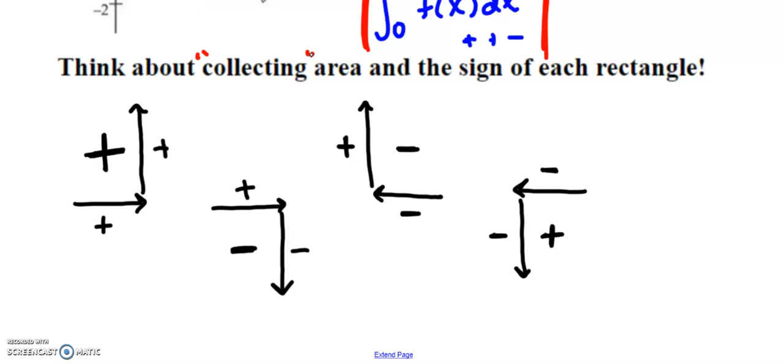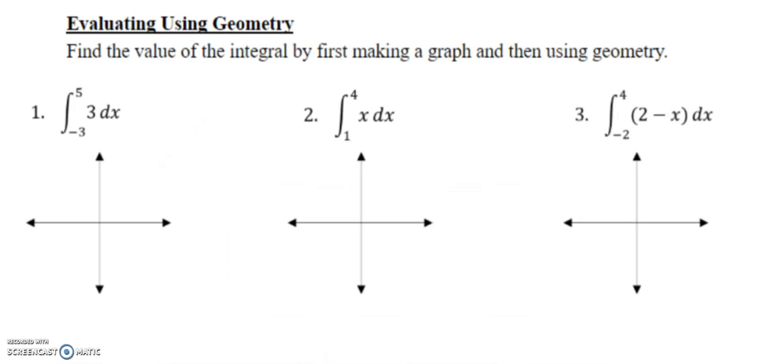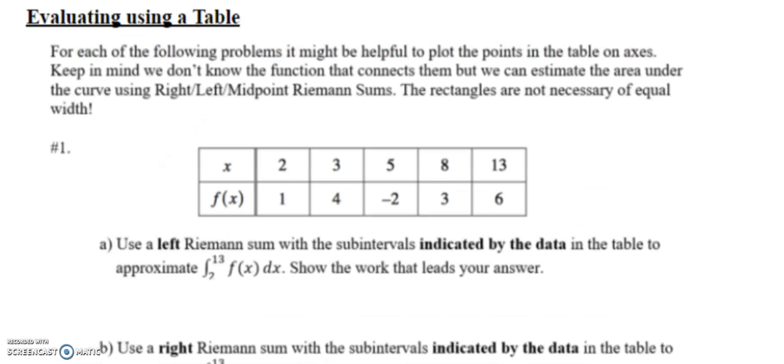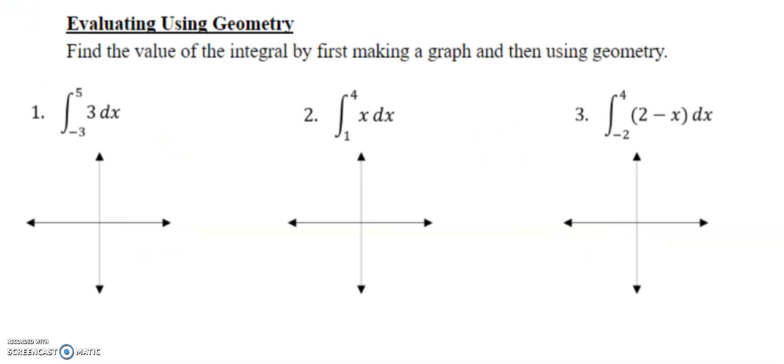Okay, so we want to think about collecting that area. And if you're to draw in a representative rectangle, what would your width look like? What would your height look like? And take into consideration positives and negatives. We're going to go through this, evaluating from a graph, evaluating using geometry, evaluating using a table, and using those properties that we just talked about. So in class, we're going to go through an example of each of those.